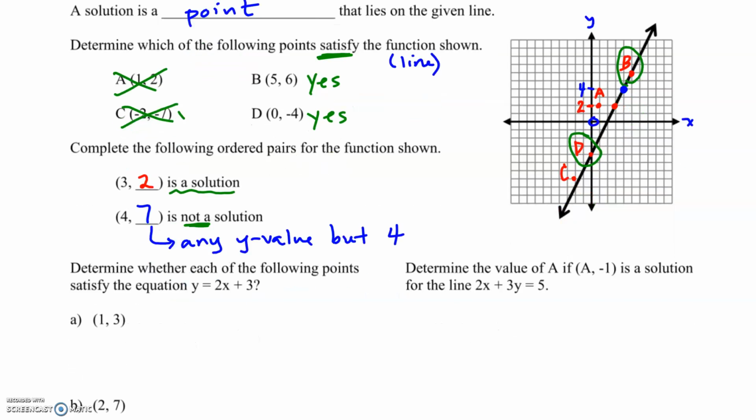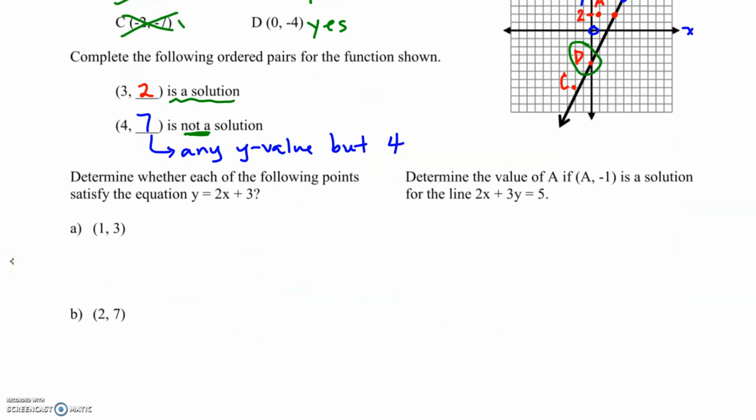All right, for the next one, it says determine whether each of the following points satisfy the equation. So we're going to do that using a check of left side and right side. So we're checking if (1, 3) satisfies this equation. So we're going to make a chart. Our left side is y, and our right side is 2x + 3. So now I'm going to sub in my y value. Let's remember for this point, I have x and I have y.